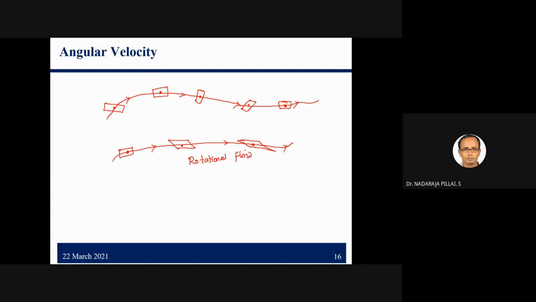So what about irrotational flow? If this is a fluid element, and this is again the fluid element, and this is again the fluid element, there is no change.